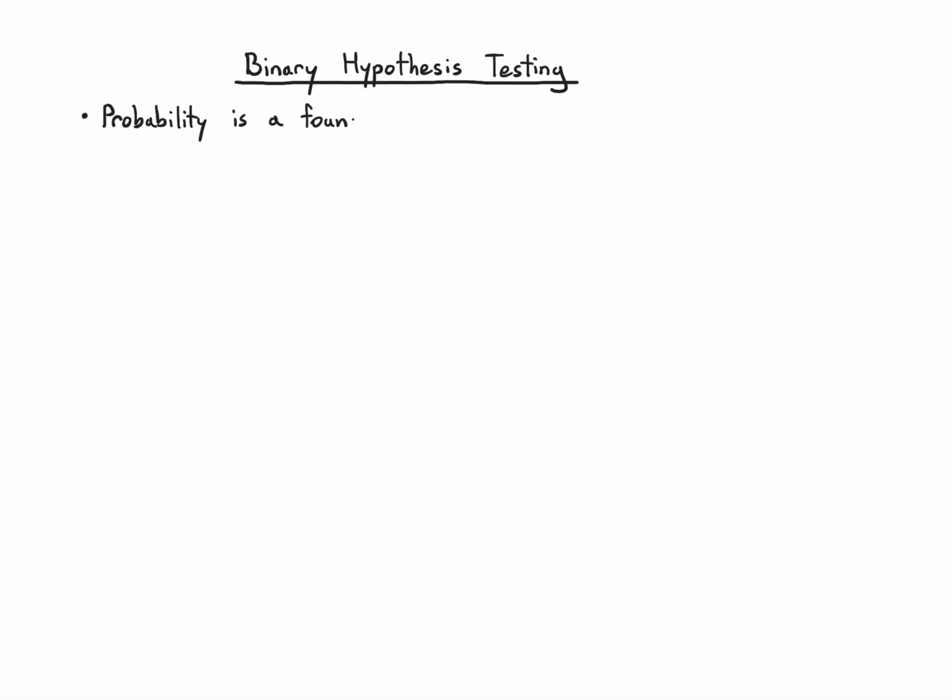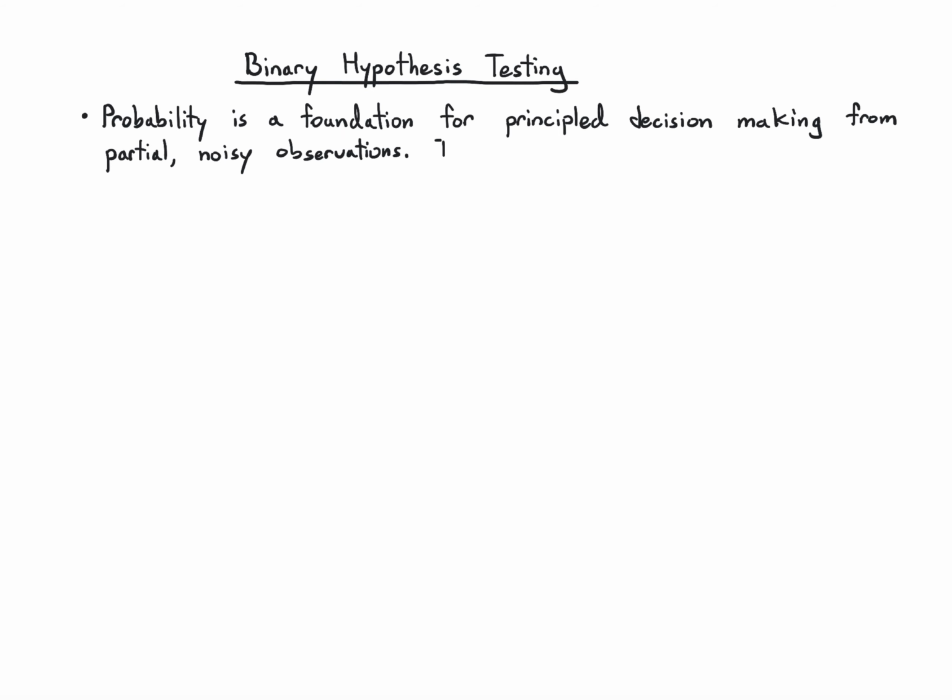Okay, we're finally ready to talk about our first real application of probability theory, and that's going to be to something called hypothesis testing or detection theory or decision theory. So let's talk about binary hypothesis testing. The way to think about this is that we're going to use probability as a foundation for principled decision making. We're going to make some partial, noisy observations, and then we're going to try to make a decision based on those measurements. This is known in the literature as detection theory or hypothesis testing, right?